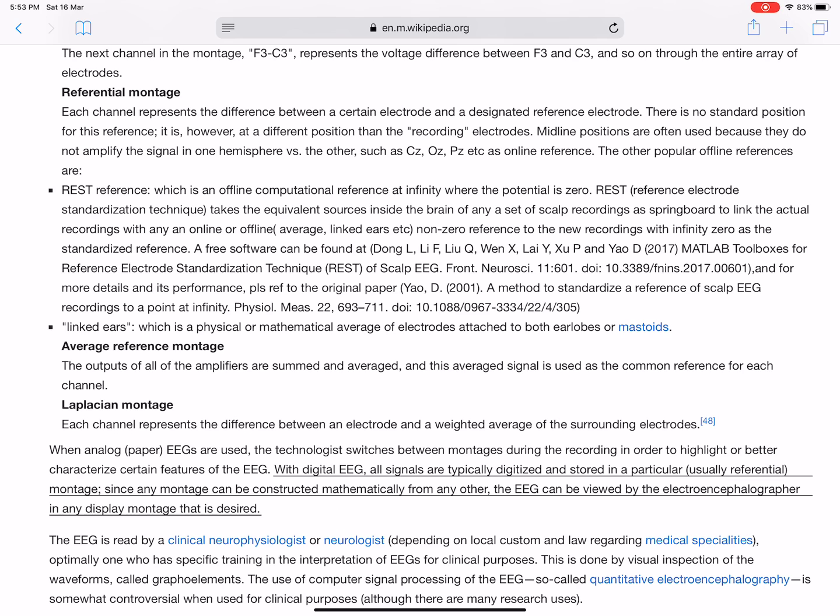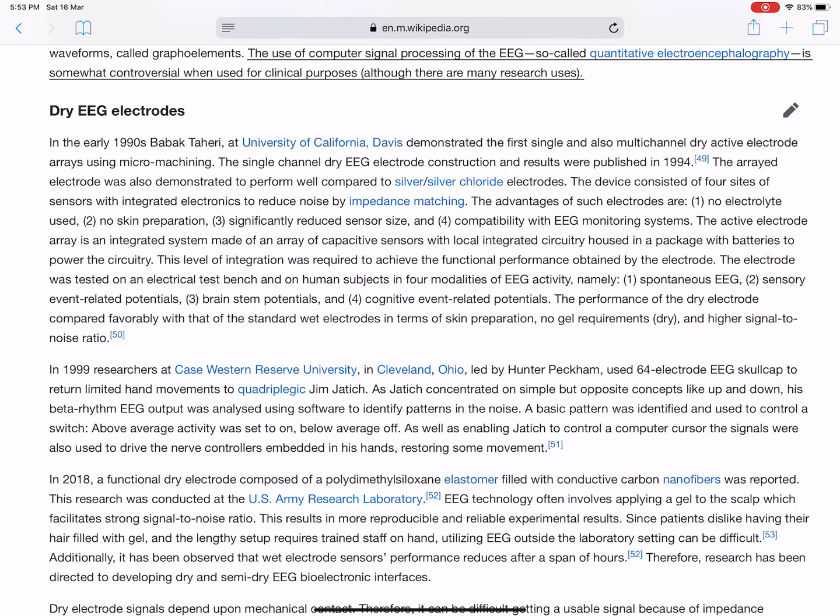The EEG is read by a clinical neurophysiologist or neurologist, depending on local custom and law regarding medical specialties, optimally one who has specific training in the interpretation of EEGs for clinical purposes. This is done by visual inspection of the waveforms, called graphoelements. The use of computer signal processing of the EEG, so-called quantitative electroencephalography, is somewhat controversial when used for clinical purposes, although there are many research uses.